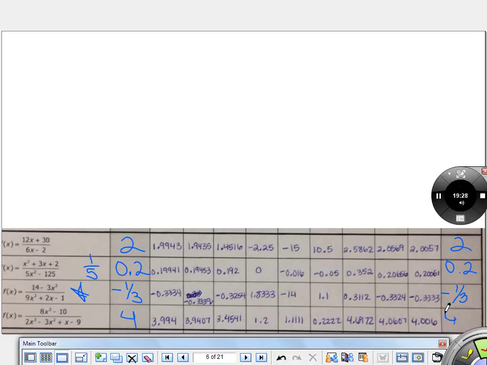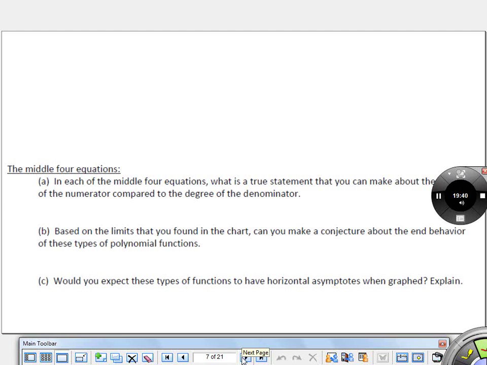So this is much different than the previous group, right? These aren't shooting off towards infinity or negative infinity, but they're also not very consistent. Every function kind of had something else that it was doing. So when you looked at the equations that were there, somebody raise your hand and tell me what can you conclude about the degree of the numerator and the degree of the denominator in this group of functions?